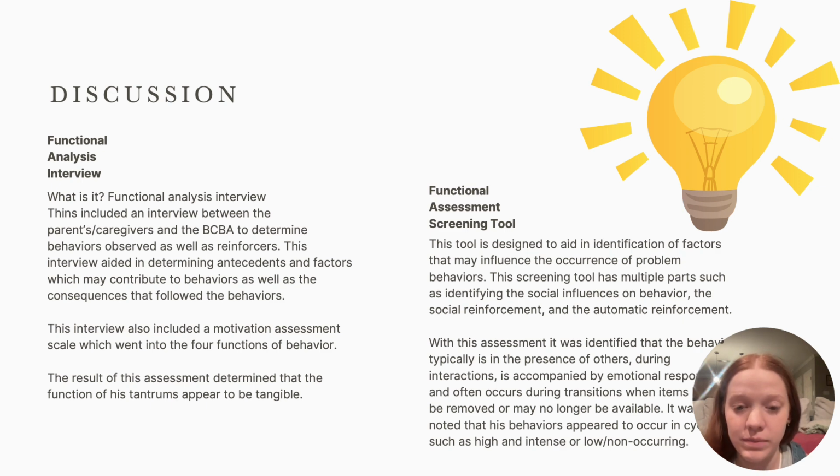Functional assessment screening tool. This tool is designed to aid in identification of factors that may influence the occurrence of problem behaviors. This screening tool has multiple parts, such as identifying the social influences on behavior, the social reinforcement, and the automatic reinforcement. With this assessment, it was identified that the behaviors typically are in the presence of others, during interactions, is accompanied by emotional responses, and often occurs during the transitions when items are to be removed or may no longer be available. It was noted that his behaviors appear to occur in cycles, such as high and intense and low or non-occurring.